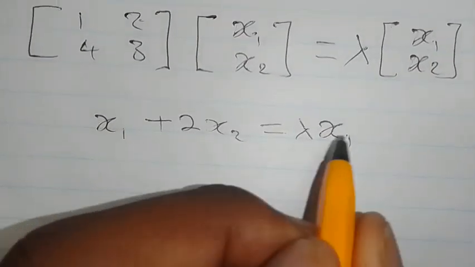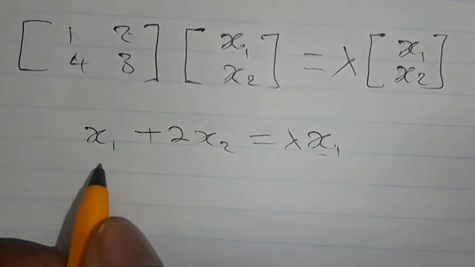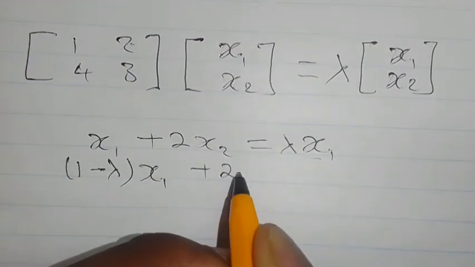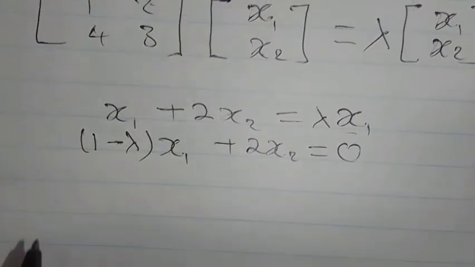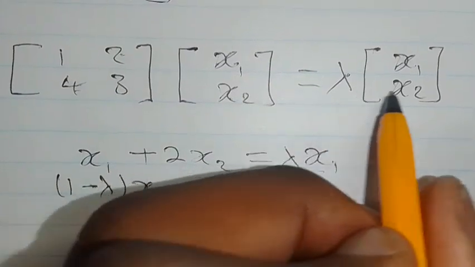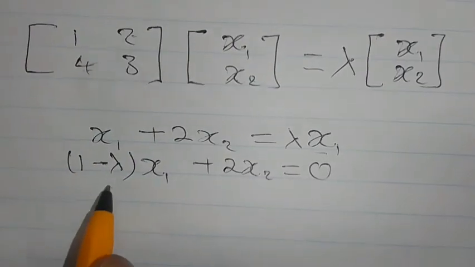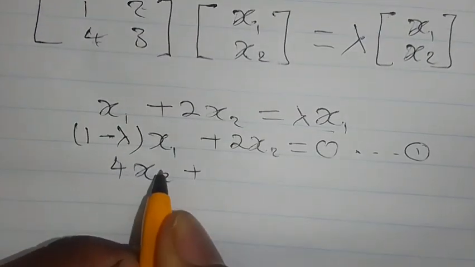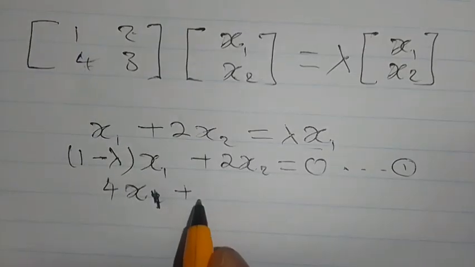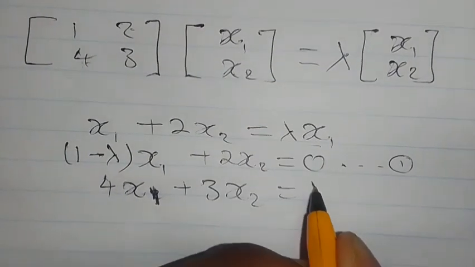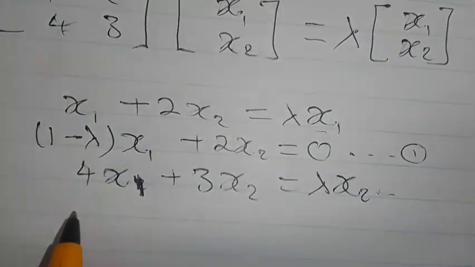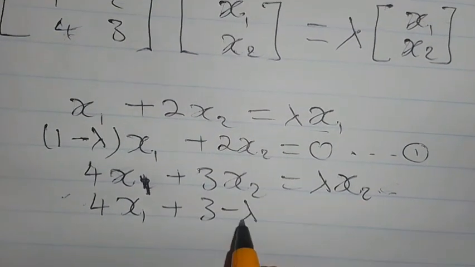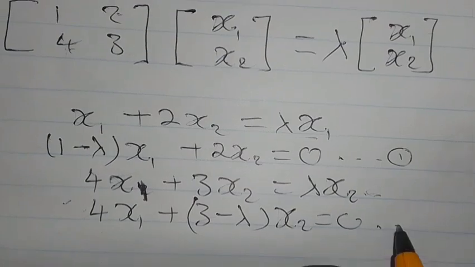Now when you have something like this, you can take this to that side, and then you factor by x1, so you basically have (1 − λ)x1 + 2x2 = 0. Now, when you have this equation, remember you also have a second equation. Let me mark this one as 1. Then you have 4x1, sorry, this one is associated with x1, plus 3x2, and this will be equal to λx2. Then we further simplify this, and we have 4x1 + (3 − λ)x2 = 0 if you factor by x2, and this will be your second equation.